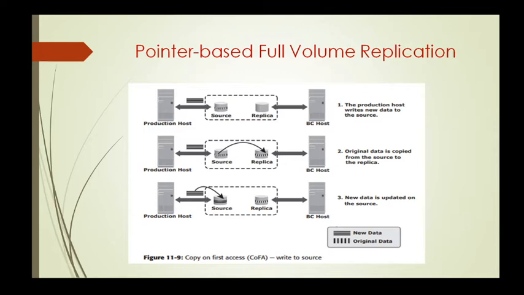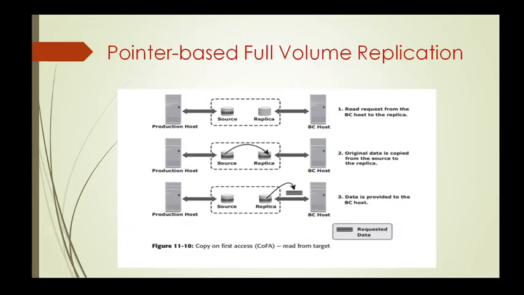So when a read is issued to the target for the first time after replication session activation, the original data is copied from the source to the target and is made available to the BC host. You can see the next figure now. In this case, what happens? In the first step, a read request from the BC host to the replica is generated. Next, in the second step, the original data, the production host data, is copied from the source to the replica. And then in the third step, the data is provided to the BC host.